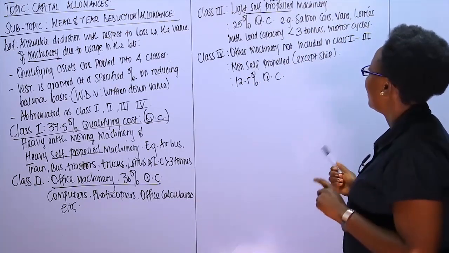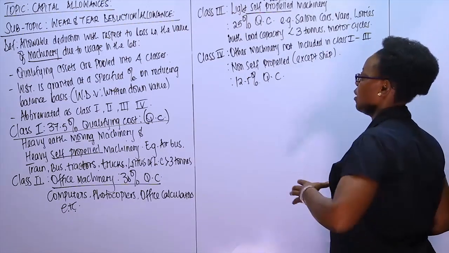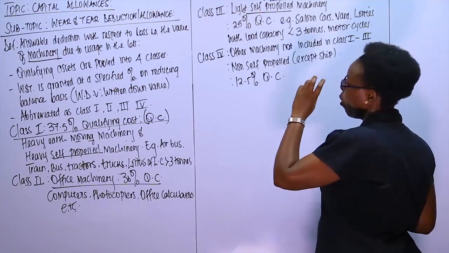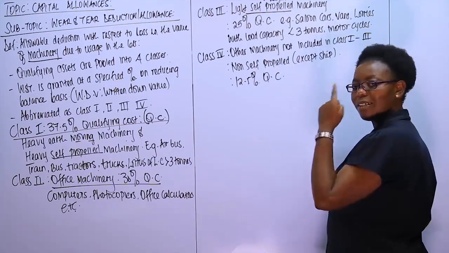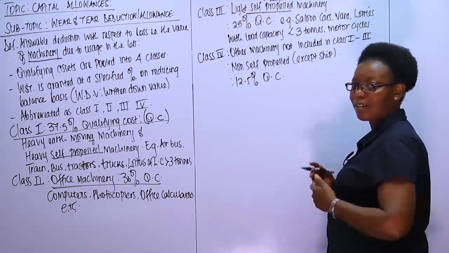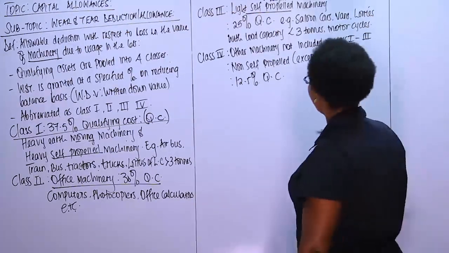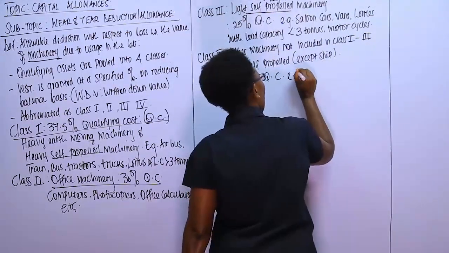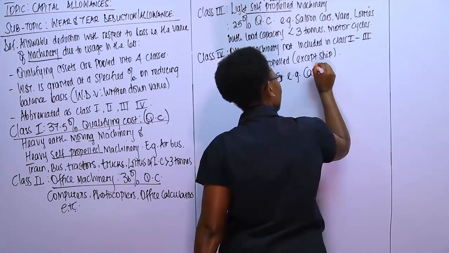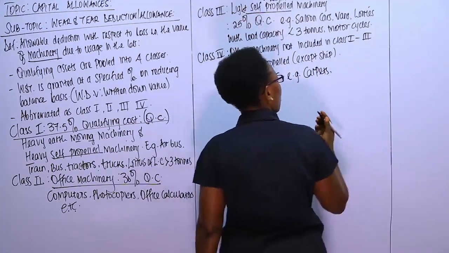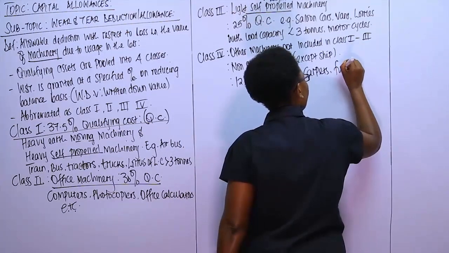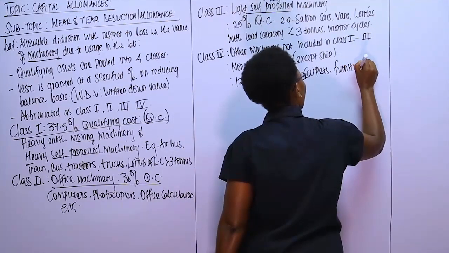Then class 4, any other machinery that will not fit in class 1, 2, or 3 goes to class 4, so long as it is non-self-propelling, meaning that it can't move by itself. So for example, here in class 4, we'll have things like carpets, what we would not ordinarily call machinery. We'll have furniture and fittings.